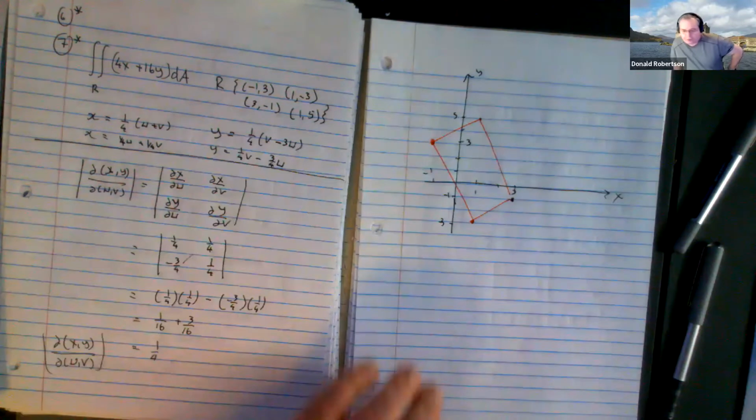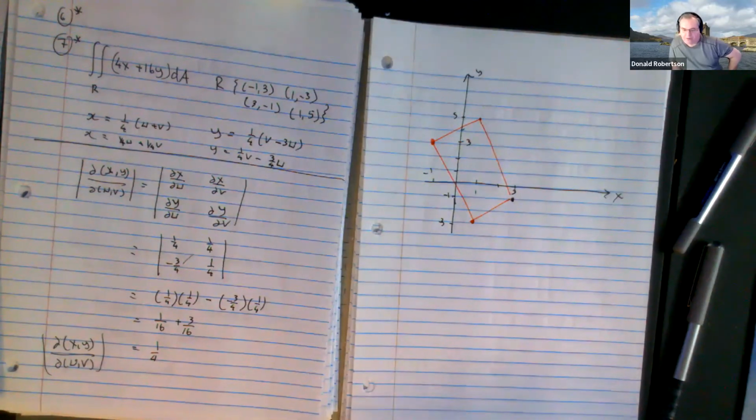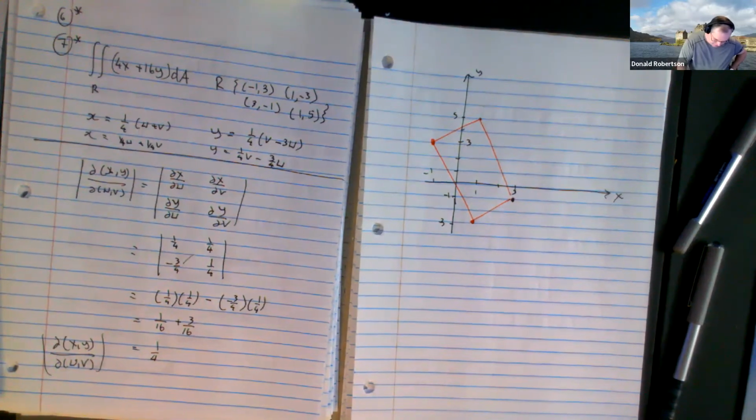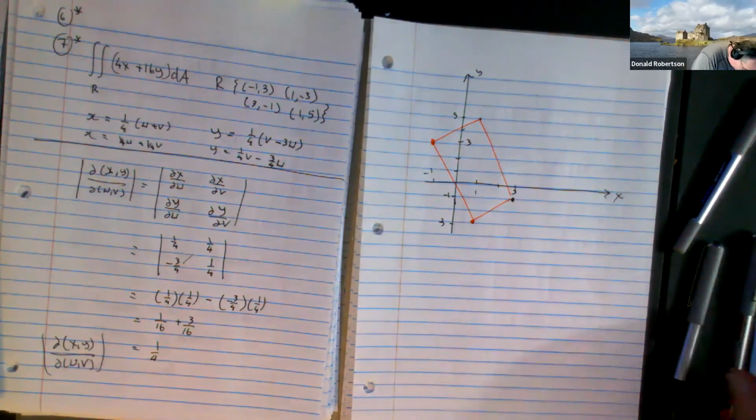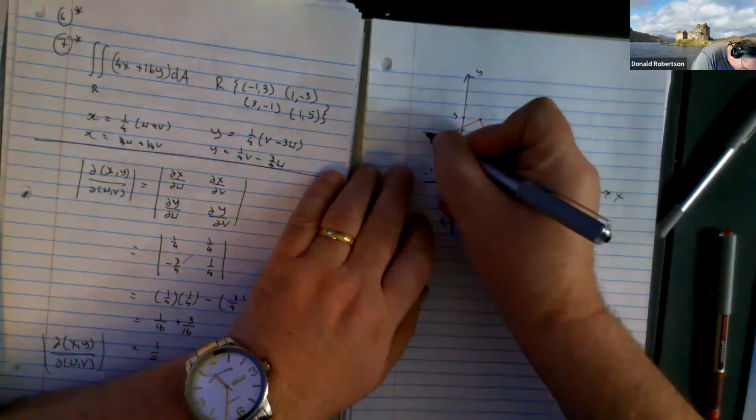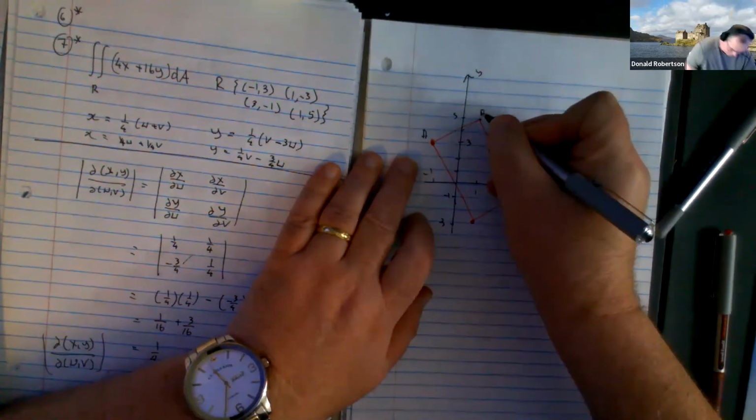Yeah, it looks a bit like a rectangle on its side, but that's a parallelogram, right? We now have to take this region, this red parallelogram, and figure out what the limits of integration are in terms of u and v. So I'm going to have to label these corners. I'm going to call them A, B, C, and D.